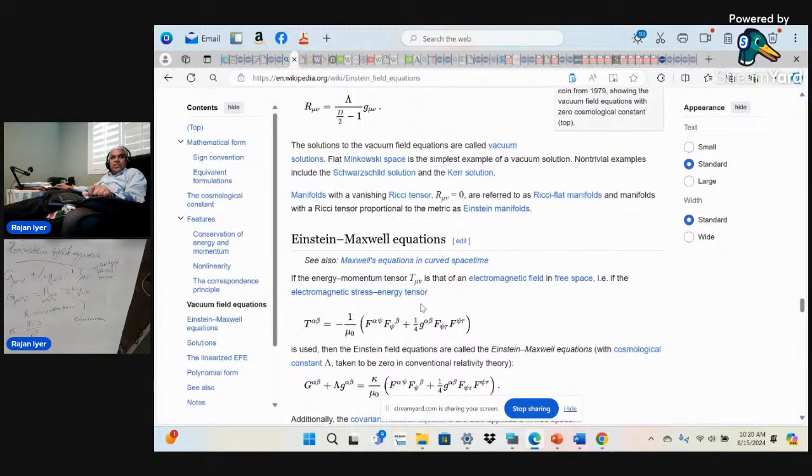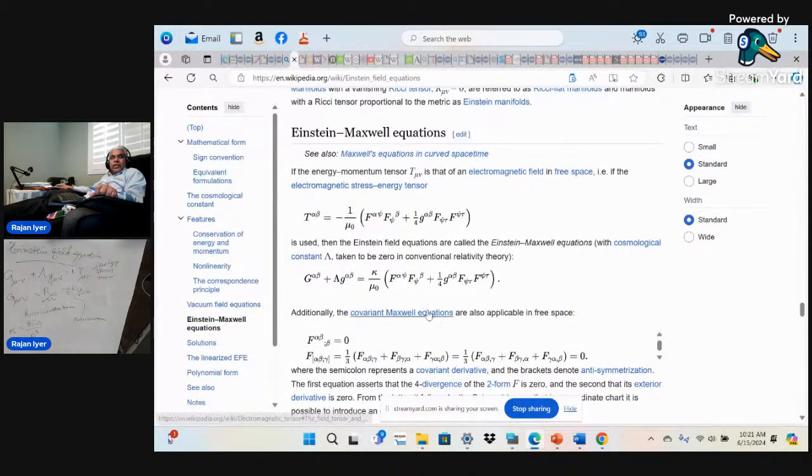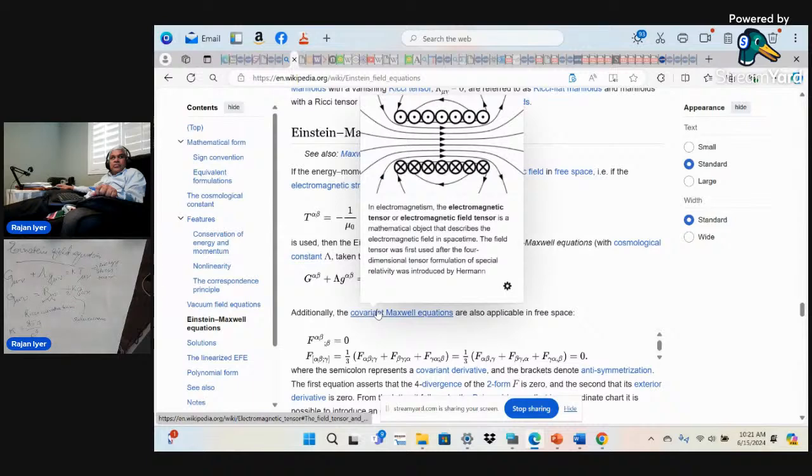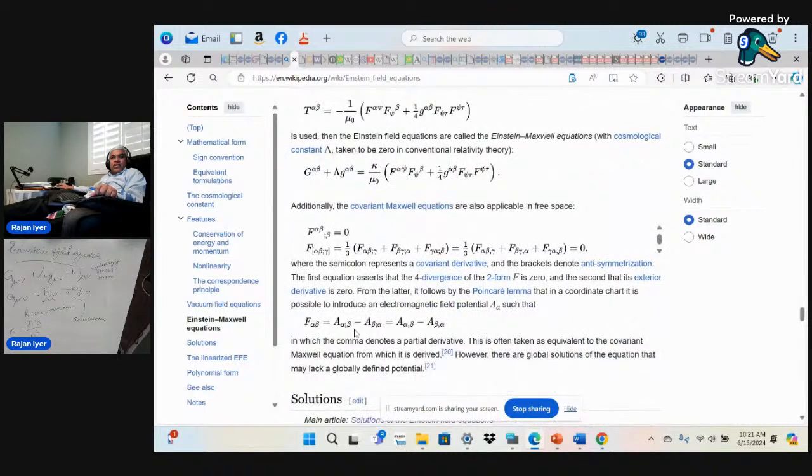So this is an electromagnetic stress-energy tensor, right? And then the cosmological term he adds to that, and you get the conventional relativity theory, the Einstein-Maxwell equation, and the covariant Maxwell equation, which is something like this. The electromagnetic tensor, okay. Then equating all this, I finally get the electromagnetic field potential. This is one of the bases, the Poincaré basis for the gauge, coming out with the gauge thing.